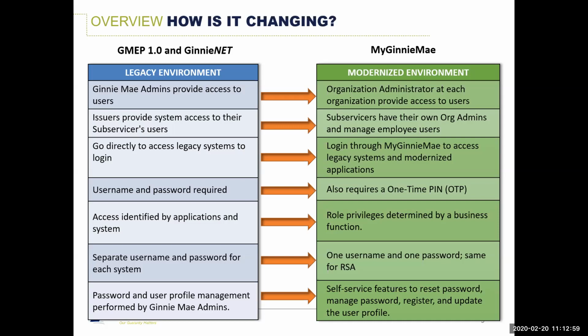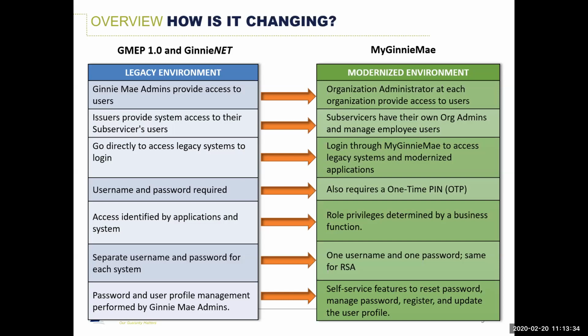In our legacy environment, you went directly to the legacy systems and those URLs in order to log in. With MyGinnieMae, you go to MyGinnieMae to access all of those systems. In our legacy environment, you only needed a username and a password to get in. In MyGinnieMae, because it is more secure, it also requires a one-time PIN. In our legacy environment, your access was identified by the applications you needed to access. And as we spoke a moment ago, in MyGinnieMae, it's role-based, so it's based on your business function in your organization.